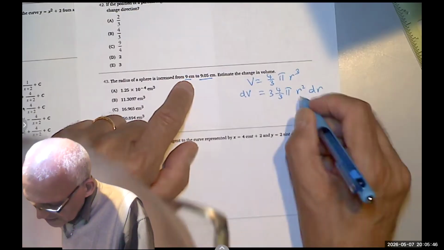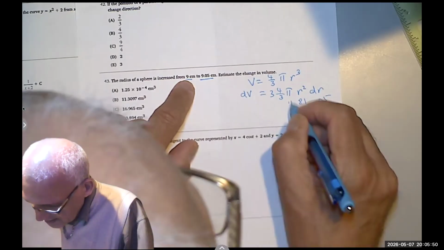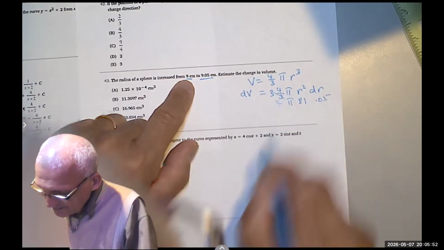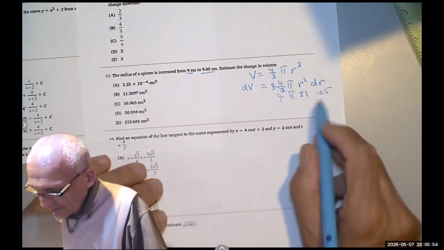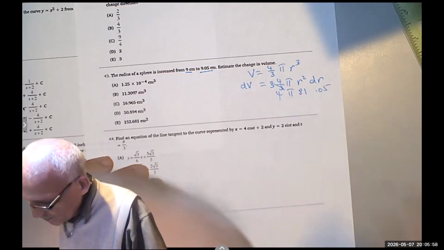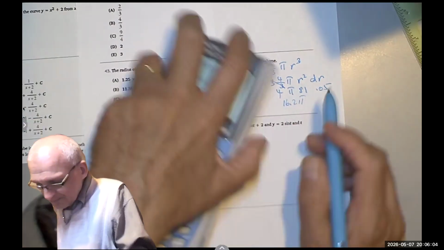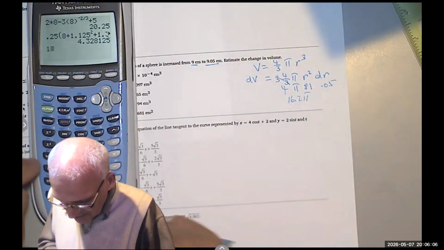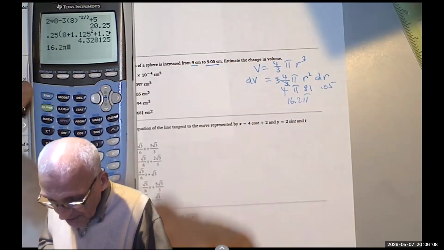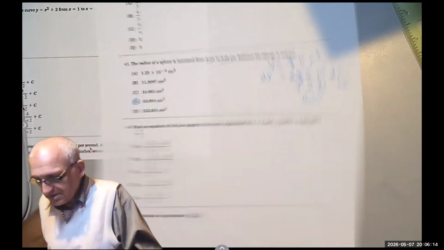R is 9, so this is 81. Pi, and this is 4. 4 times 0.05 is 0.2. 0.2 times 81 is 16.2 pi. I think it should be this, right? It's pi. 16.2 pi, 5893.8. So 5894 is D.